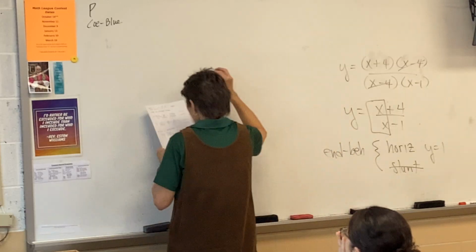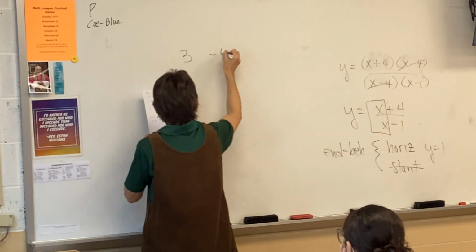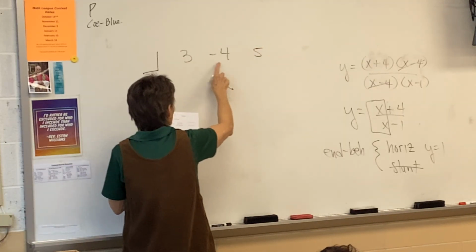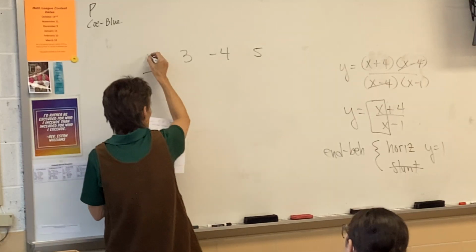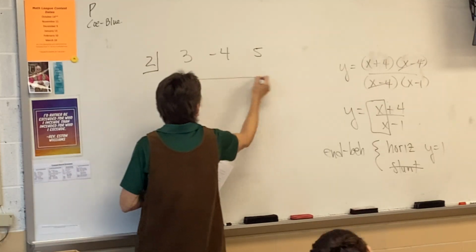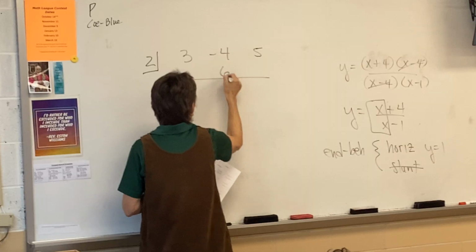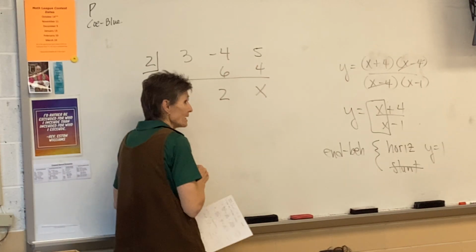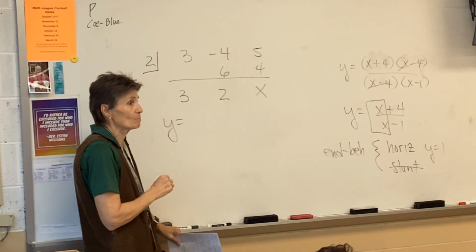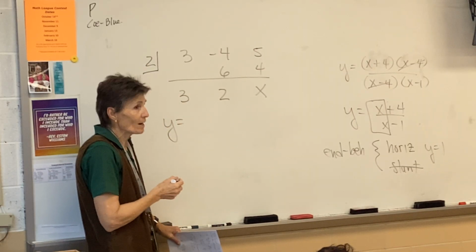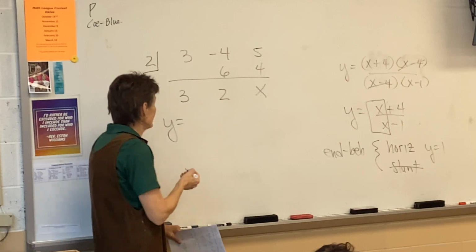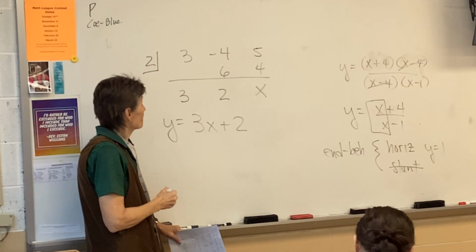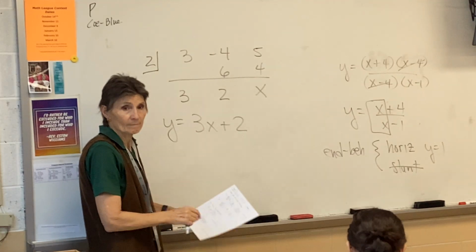And how do I find the slant asymptote? I do the division. So there's my 3, my -4, and my 5. What am I putting in the box? 2. Do my division. And it looks like my slant asymptote, my end behavior asymptote. It's an end behavior asymptote. It happens to be slant. And it's y equals 3x plus 2. Got it?